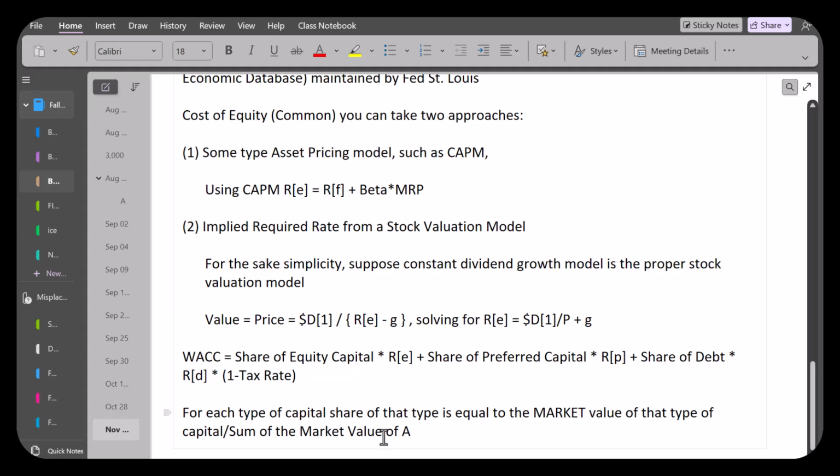So when I'm calculating the share of equity capital, I'm going to calculate the market value of all the common stocks, and I'm going to divide it by the sum of the market values of common stock, preferred stocks, and debt. Okay.